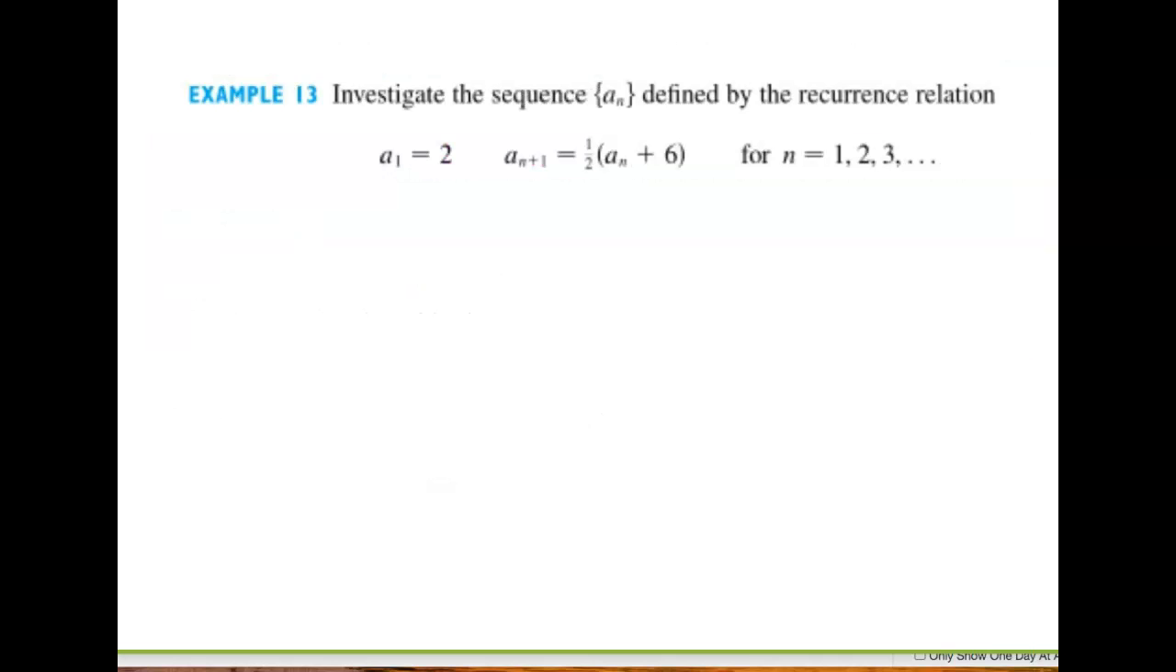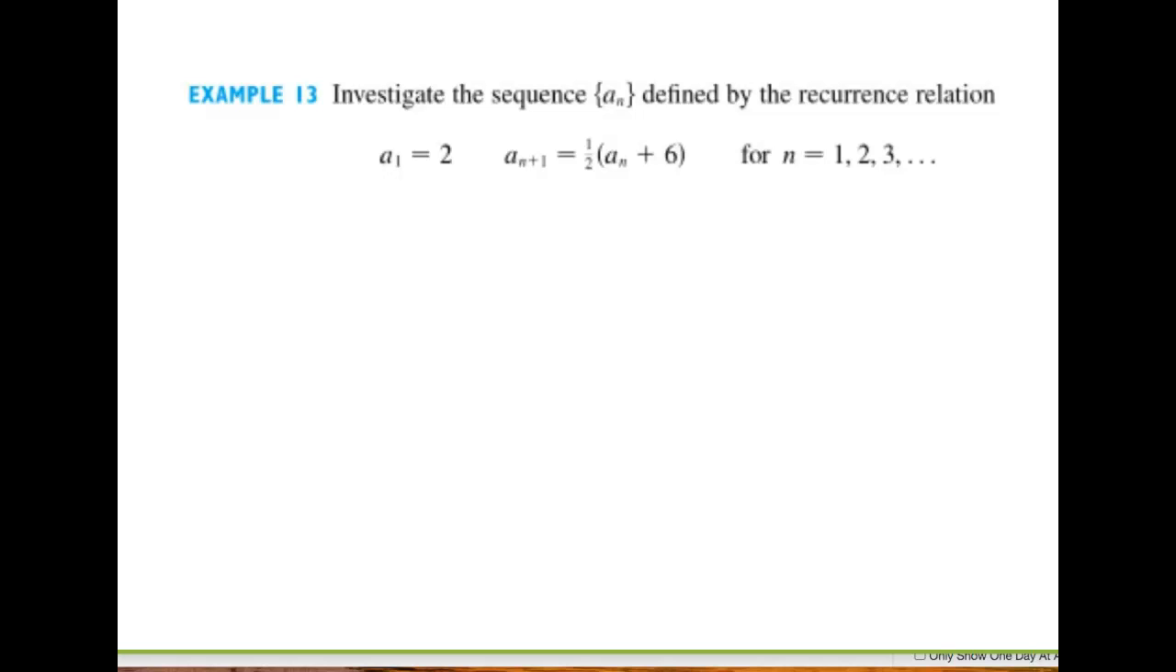So to do this, we're going to investigate this sequence that's defined recursively. They tell us that a_1 is defined by 2, and then they tell us that a_(n+1) is equal to half a_n plus 6. All right, so we're going to need a calculator. We're going to look at the first few terms and come up with a conjecture about what we think is going on. And then we'll try and prove our conjecture. And that's where we're going to use that mathematical induction principle.